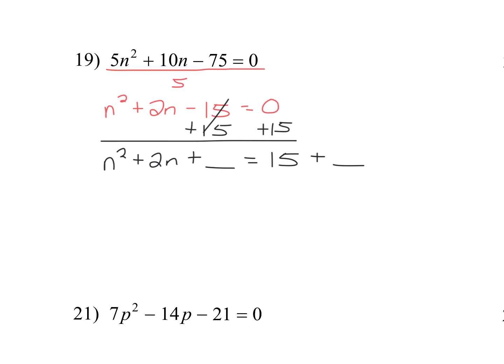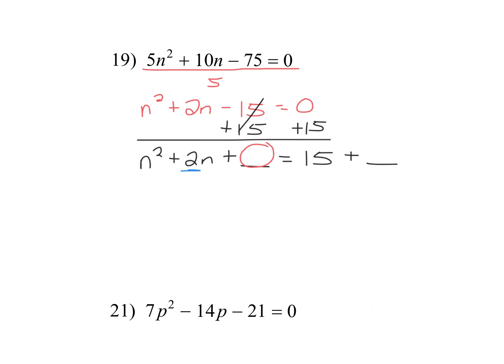Okay? Now, how do we find our new C value here? Yep. Take your B, which is 2, and we're going to take that 2 divided by 2, which is 1. And then what do I have to do with that? Squared, but it's just 1. So we add 1 to both sides. Now we rewrite as a square. How do I rewrite this?